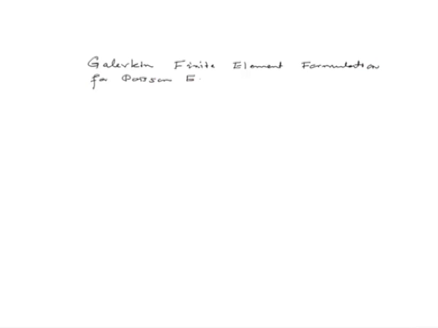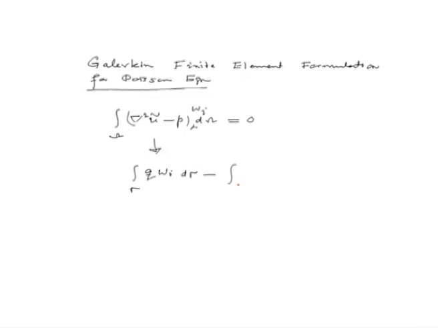Poisson equation. So we started off with our strong form, del square u tilde minus p d omega, equal to 0, multiplied by a weight function, and we integrated it to get our weak form: integral of q times wi d gamma minus integral over omega of u tilde comma k wi comma k plus p times wi d omega is equal to 0. So far we have just done the mathematical manipulations, and we have been introduced to our finite element discretization.